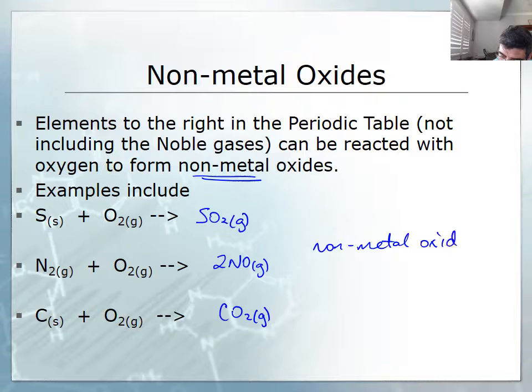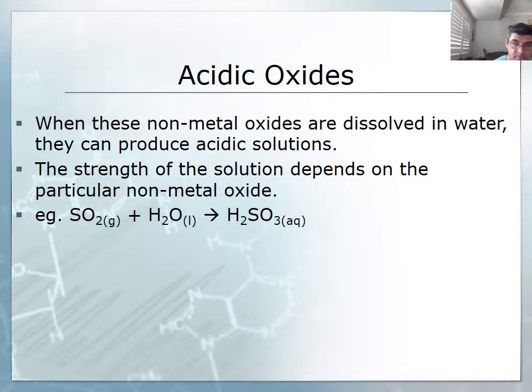And what's important about these is how they behave when they're in water. So when we dissolve these in water, we can test them with one of the indicators that we were talking about in previous videos, particularly something like universal indicator. Then we find that the solutions that are produced are acidic, that is, they are less than 7, and sometimes quite significantly so. So you can see one example here where sulfur dioxide dissolves in water and it produces sulfurous acid.